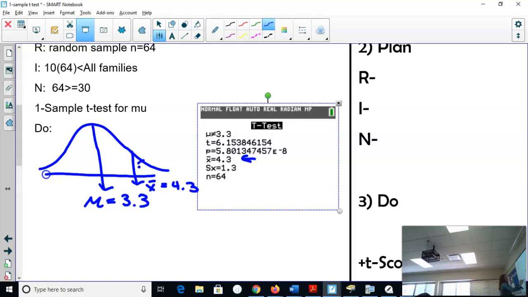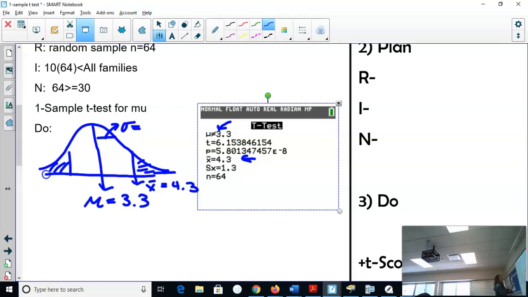Okay? We're going to shade to the right. And now it is two-tailed. Why is it two-tailed? Because it is a not equal to for that alternative hypothesis, right? For that alternative hypothesis. Next, we need to have our standard deviation.